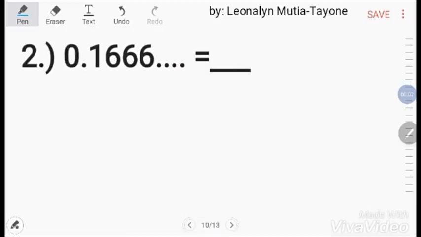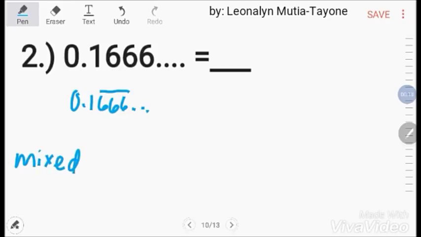Another way of converting it into fraction. Itong 0.1666, ang 0.1 ay non-repeating. Ang 666 ay repeating siya. So, ibig sabihin, mayroon tayong non-repeating at repeating, i-classify natin siya as mixed na decimals. Yung may isa tayong non-repeating, at saka yung repeating niya ay isa lang din. So, 9. May isang non-repeating, so 0.